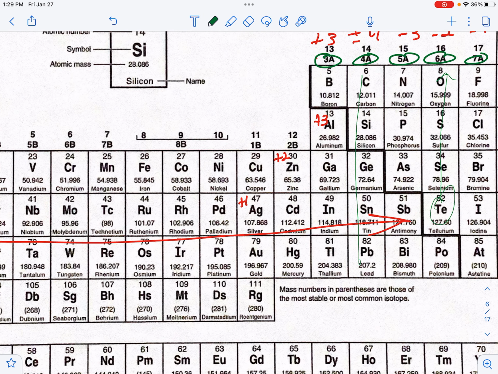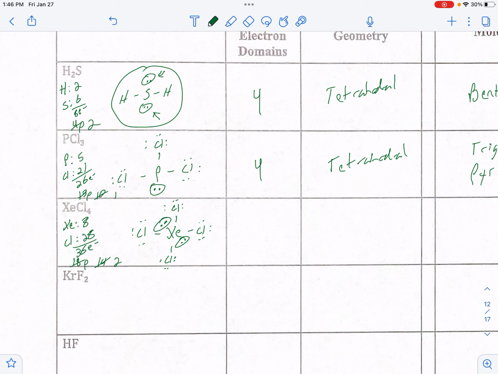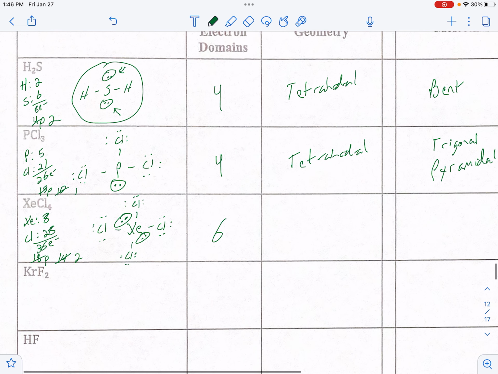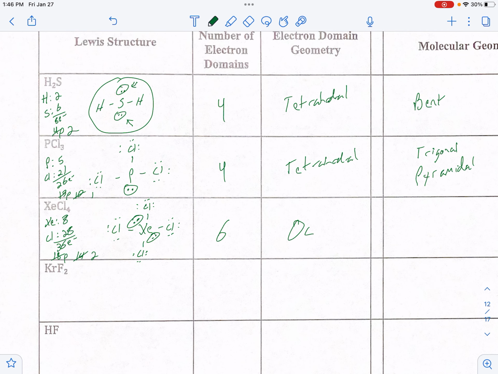I just used up 4, so I got 14 left. I just used up 12, so I got 2 left, so that means I got to put leftovers back on the center. Okay, I'm going to circle them so I don't forget they're there. So that means I have 6 attachments now. 6 attachments would be octahedral.